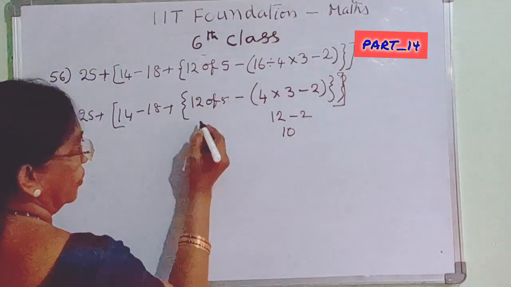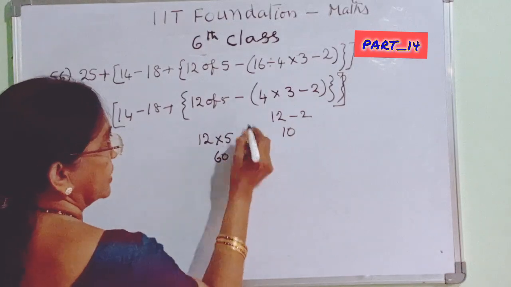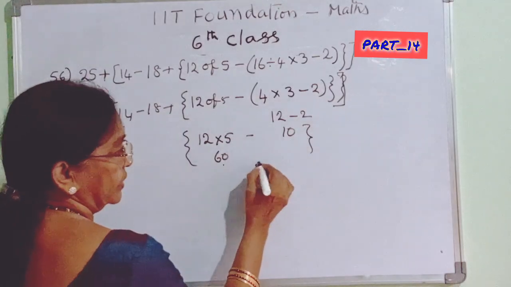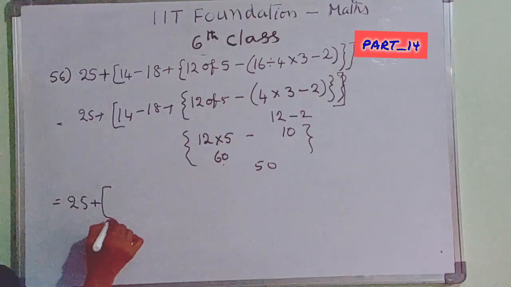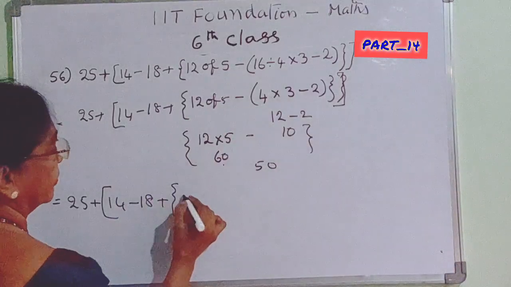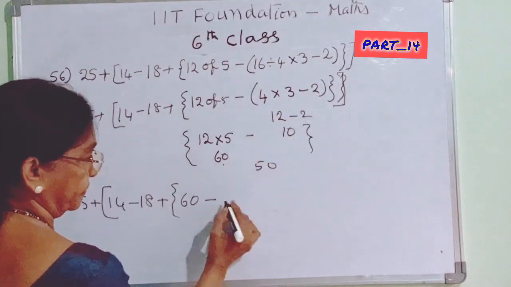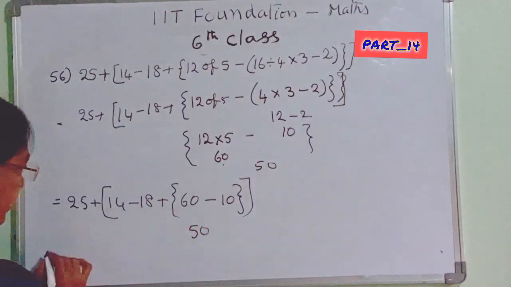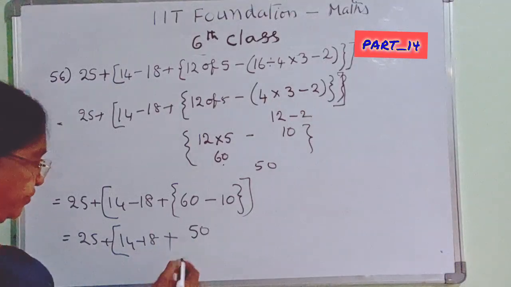And 12 of 5. 12 of means 12 times 5, which is 60. So 60 minus 10. So inside the flower brackets we got 60 minus 10, which is equal to 50. Therefore we will write this as 25 plus 14 minus 18 plus 50.